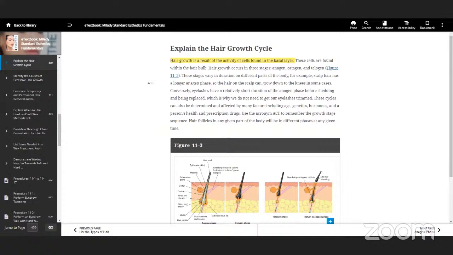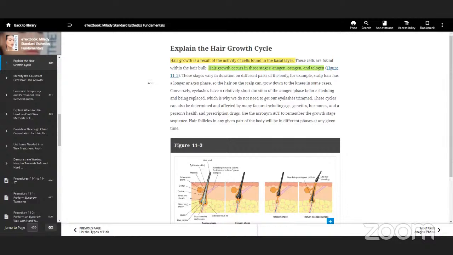It says hair growth occurs in 3 stages, guys. 3 stages. This is what I want you to get under your belt: anagen, catagen, and telogen. Period. I want you to remember it like that: anagen, catagen, and telogen. All right. So your hair grows in 3 stages: anagen, catagen, and telogen.